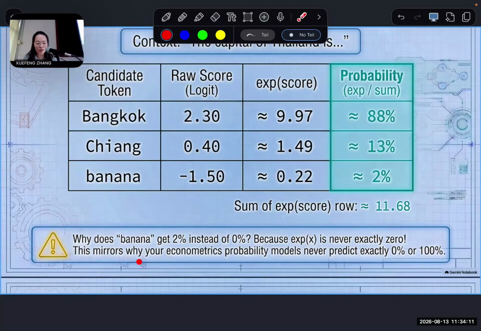So this mirrors why your econometrics probability models never predict exactly 0 or 100%. Basically, you will not hear an economist say, tomorrow the interest rate will go up 100%. Nobody is going to say that. For safety reasons, we say the interest rate is more likely to go up. We use probability. That's the art and also the logic of economics. And next one.